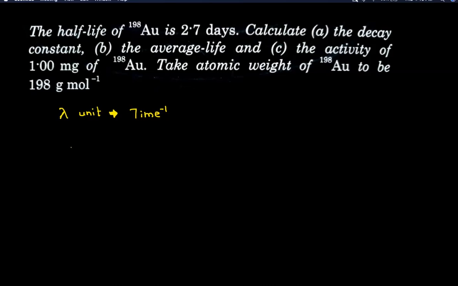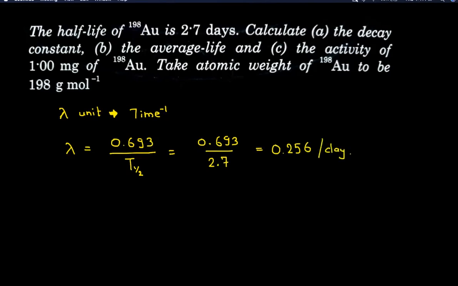Okay, Anjali, what is the answer? Lambda. What have you done? 0.693 divided by what? Divided by half life. Half life is 0.693 by lambda. So lambda is 0.693 by half life. Isn't it? That divided by 2.7. This you can find out in per day. How much it comes out? That's about 0.26. 0.256 per day.